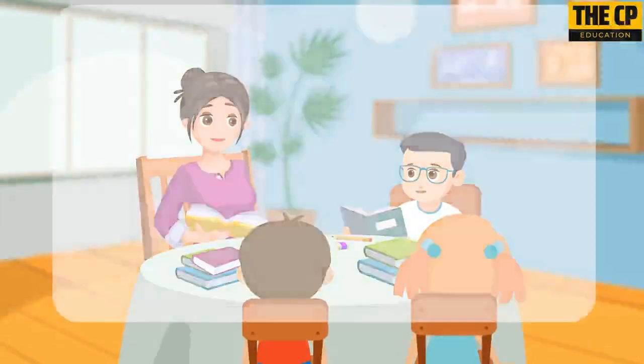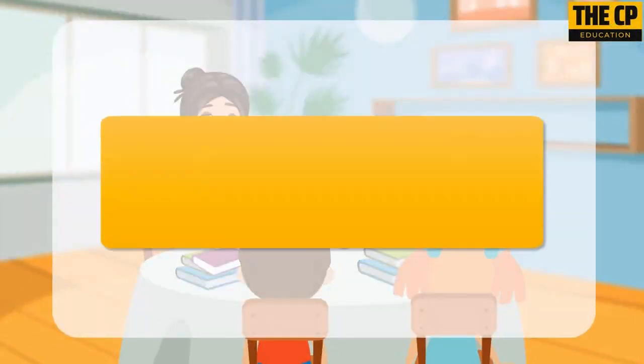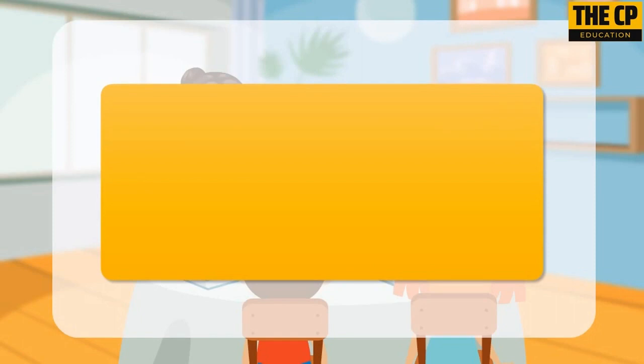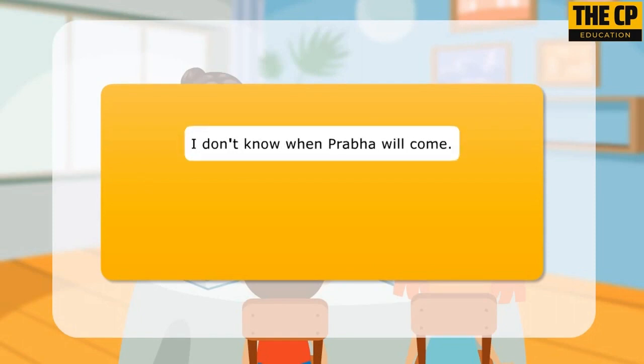Here are a few more examples of use of apostrophe in sentences. I don't know when Prabha will come. Kritika's mother.